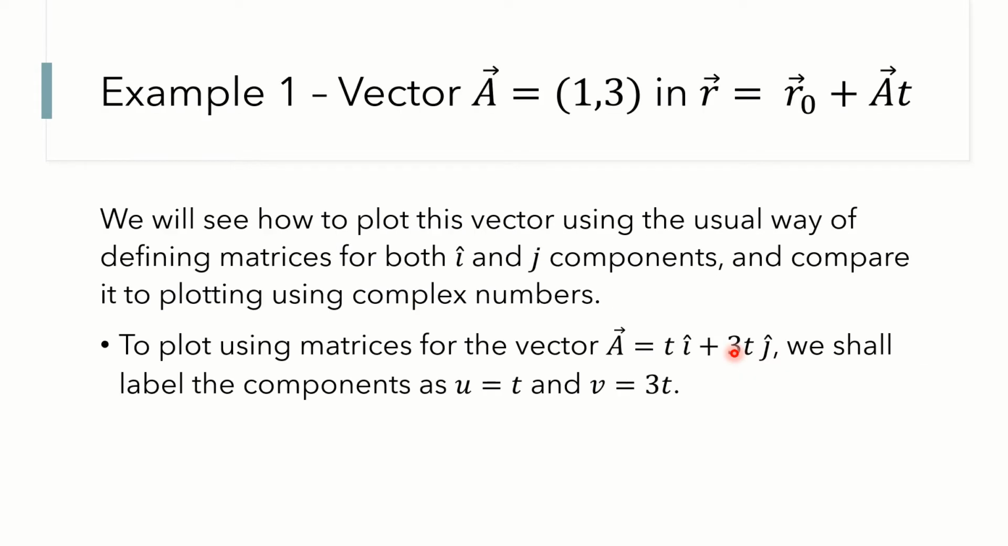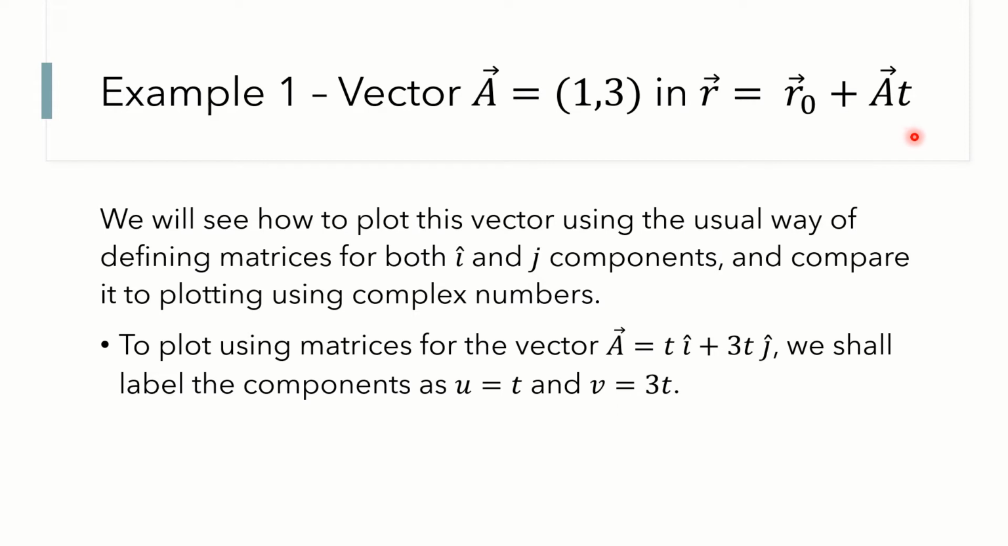Right, so let's look at the first example. In this first example, I have a vector a which is written as 1, 3. This a is the vector that enters into the equation of a straight line. I have r naught, which is the starting point, and I have a multiplied by t. What I want to show here is how to plot this in two ways.